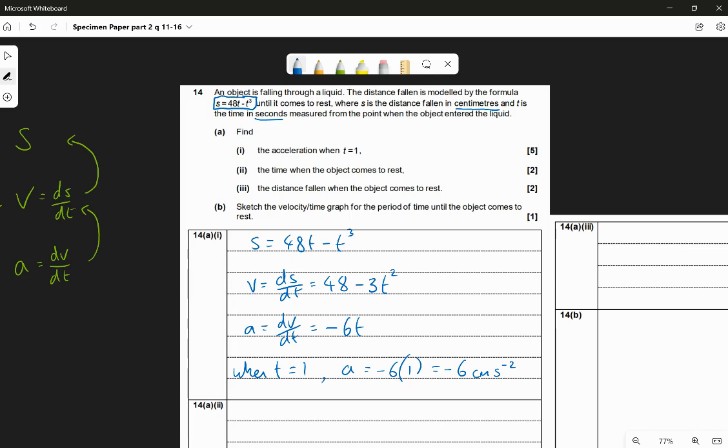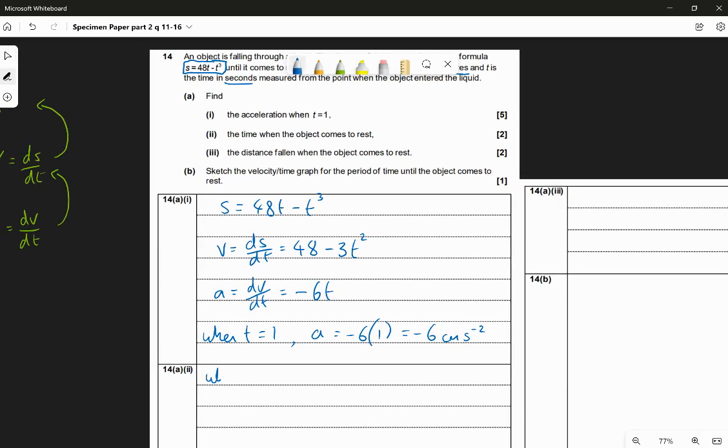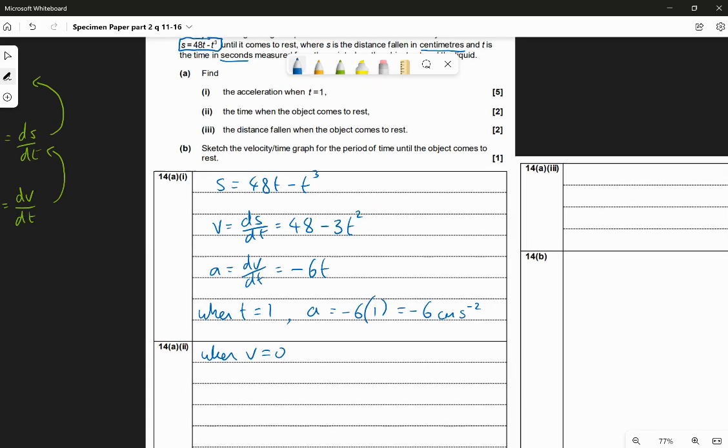Part 2, find the time when the object comes to rest. The object will come to rest when v equals 0. So therefore I want to solve when velocity, which I already have found, is 0. So I need to solve when 48 minus 3t squared is equal to 0. When the velocity is 0, it will be at rest.